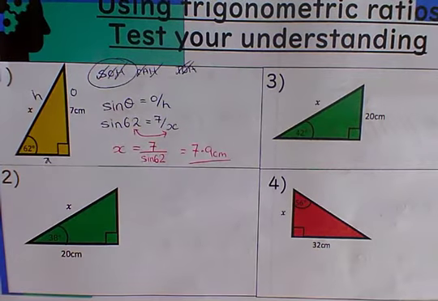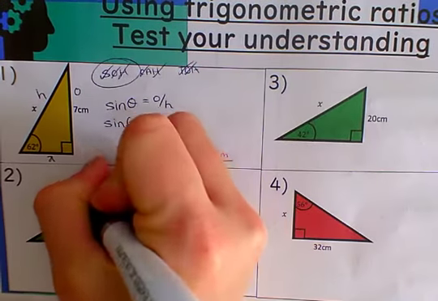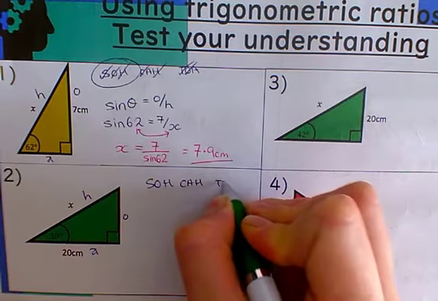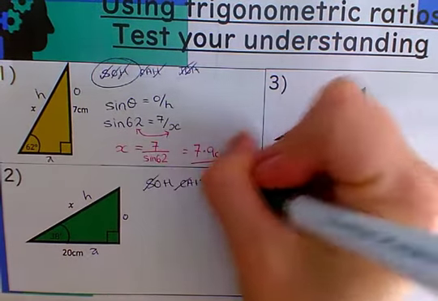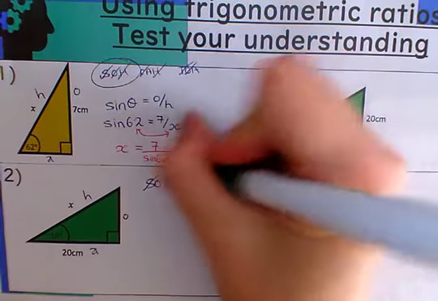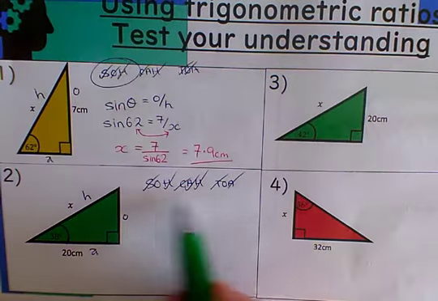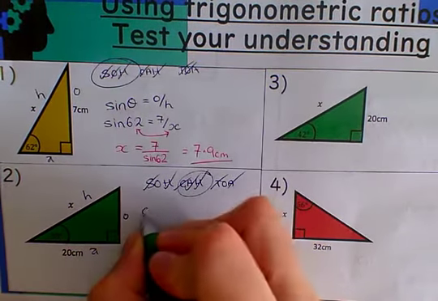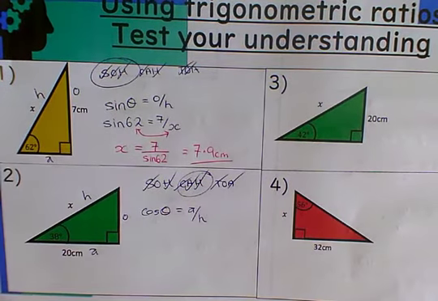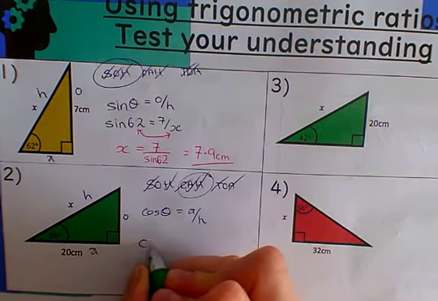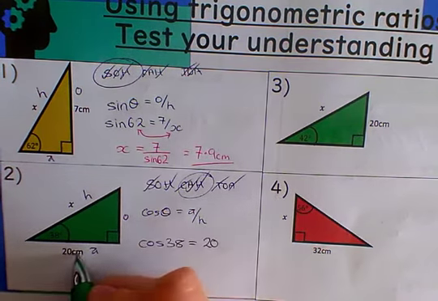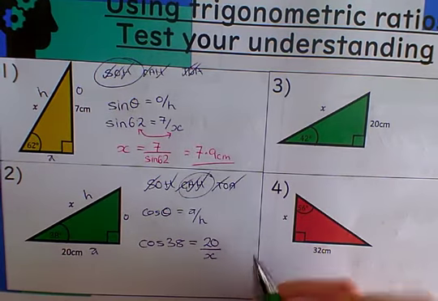Question 2, to label the sides, the opposite, the hypotenuse and the adjacent, write out SOHCAHTOA and tick off what we know. So we know the angle, we know the adjacent, and we're looking for the hypotenuse. In this case, the only one with all three ticked off is cos. So cos of your angle is equal to the adjacent divided by the hypotenuse. Substitute in what we know. So cos of 38 is equal to 20 divided by x.